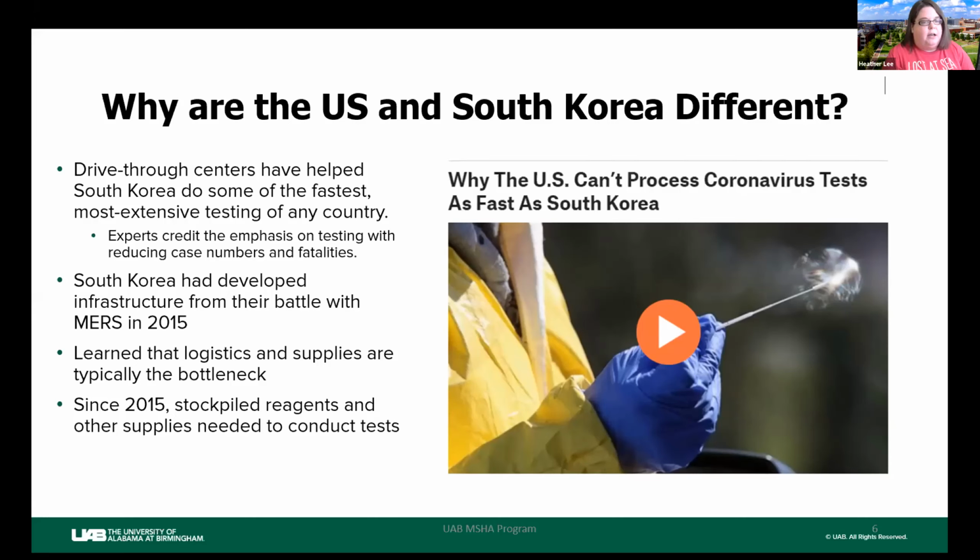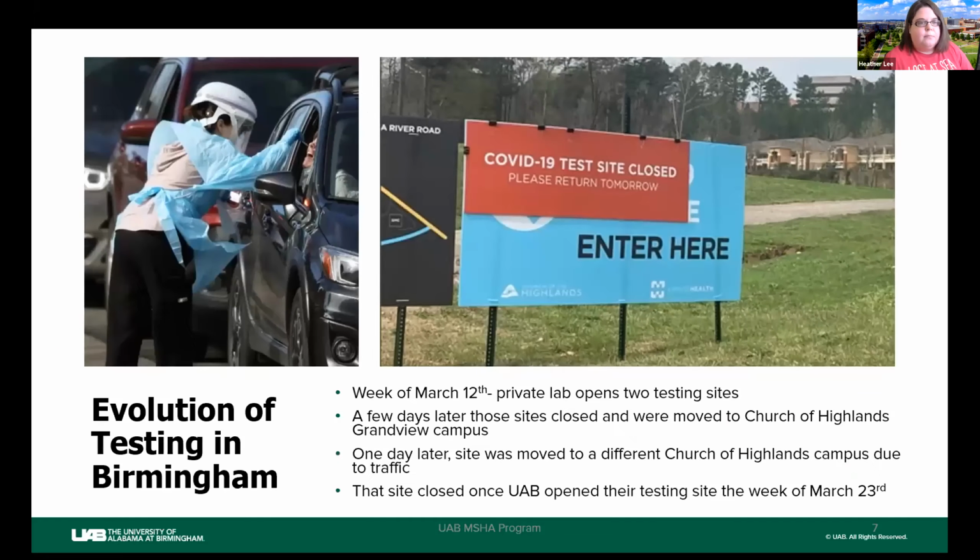Based on that, they figured out that supplies and logistics issues were causing these bottlenecks. Since 2015, they have worked very hard to stockpile the reagents and supplies you need to conduct these tests. That's a big part of why they were able to roll out widespread testing so quickly.